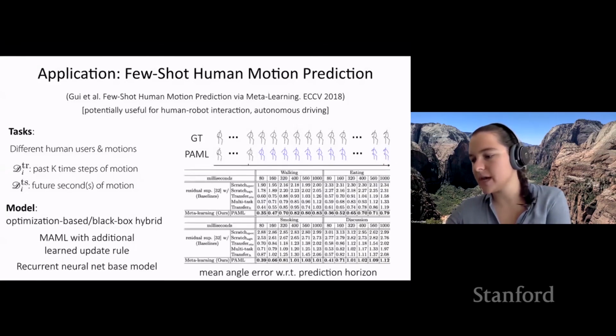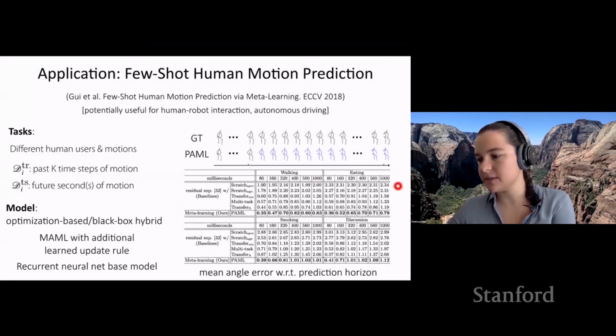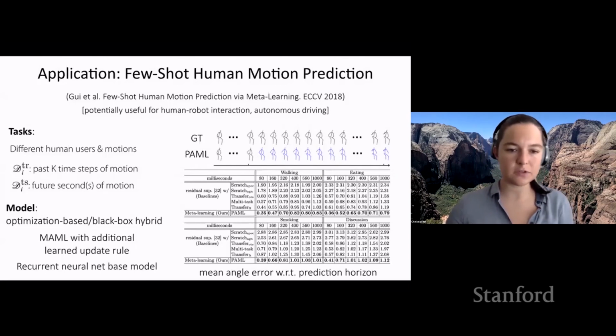And then they also looked at the mean angle error with respect to the prediction horizon, ranging from 80 time steps to 1,000 time steps, and found that it performs a lot better than various multitask learning approaches and various transfer learning approaches.